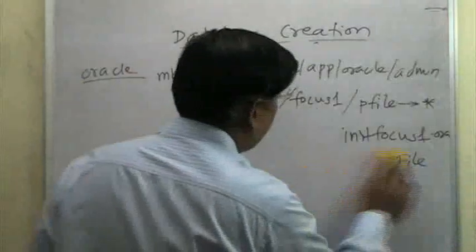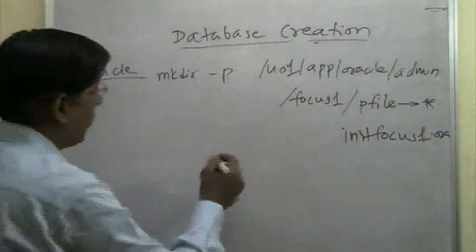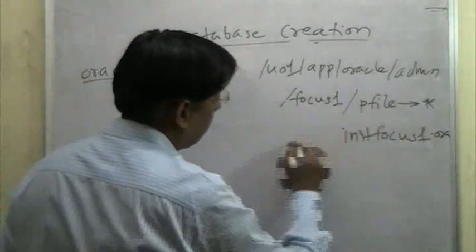So that is the init file, and to keep that init file we are going to create a directory called pfile. Then we are going to create another directory inside here, called bdump.